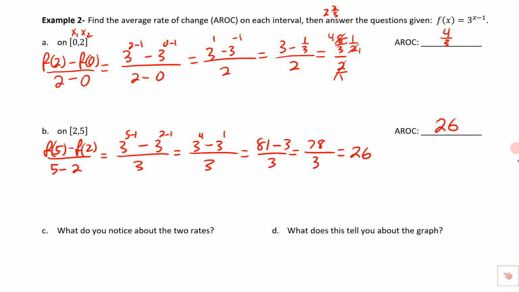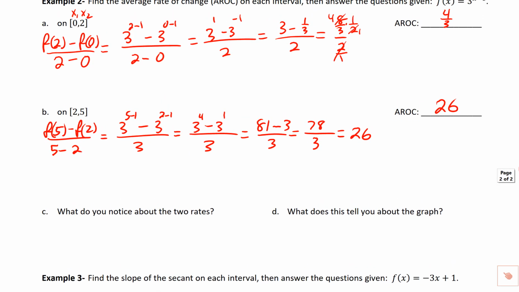Okay, now it says, what do you notice about the two rates here? So let me slide this down here so we can see this. One thing that we notice is that they're both positive. So I'm just going to write both positive. And one is a lot bigger than the other one. So 26, that's much larger than this right here. This is only like a 1 1/3. So that's not very steep. So 1 is much bigger. Now, what does this tell you about the graph?